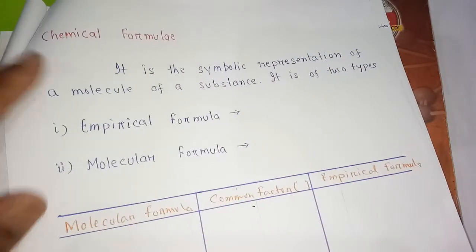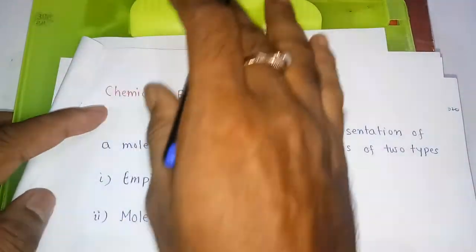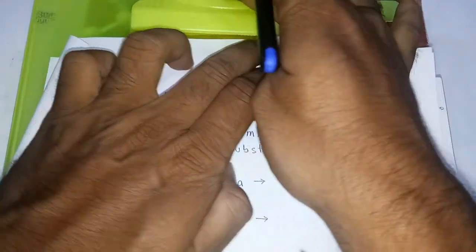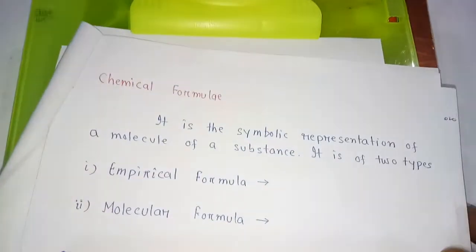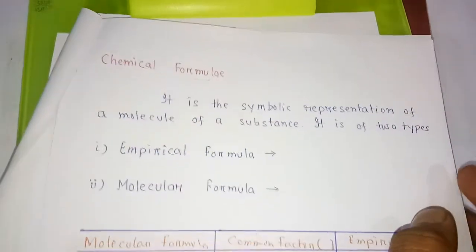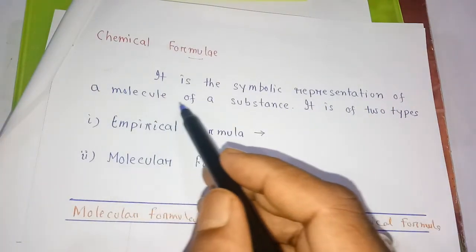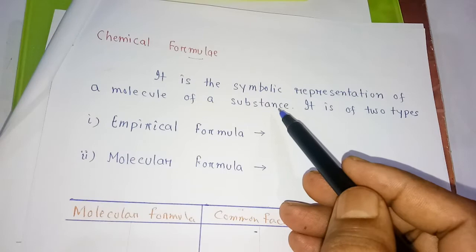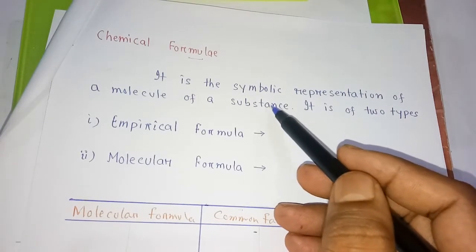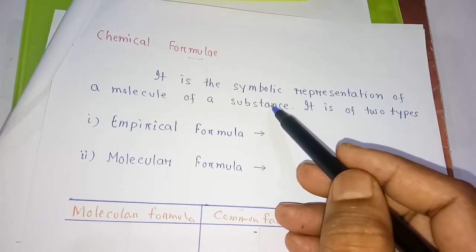Next, students, we are reading about one more important topic. This is chemical formula. Chemical formulae is the plural form of this. It is the symbolic representation of a molecule of a substance. The symbolic representation of glucose is C6H12O6.